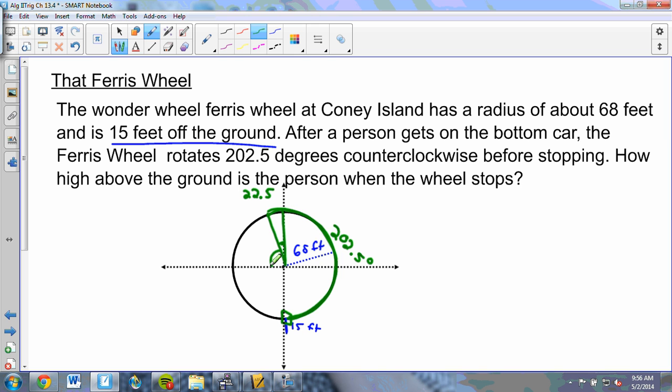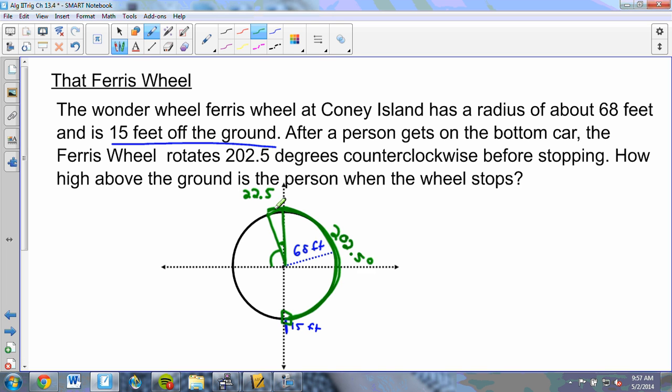Wait, so how did you find that it was 22.5? It's just the number minus 180. Right? From here to here is 90. From here to here is 180. So that must be the extra 22.5. So you can't just assume that it's the same size as this place. It's up to be 68 feet. Right. Yeah.